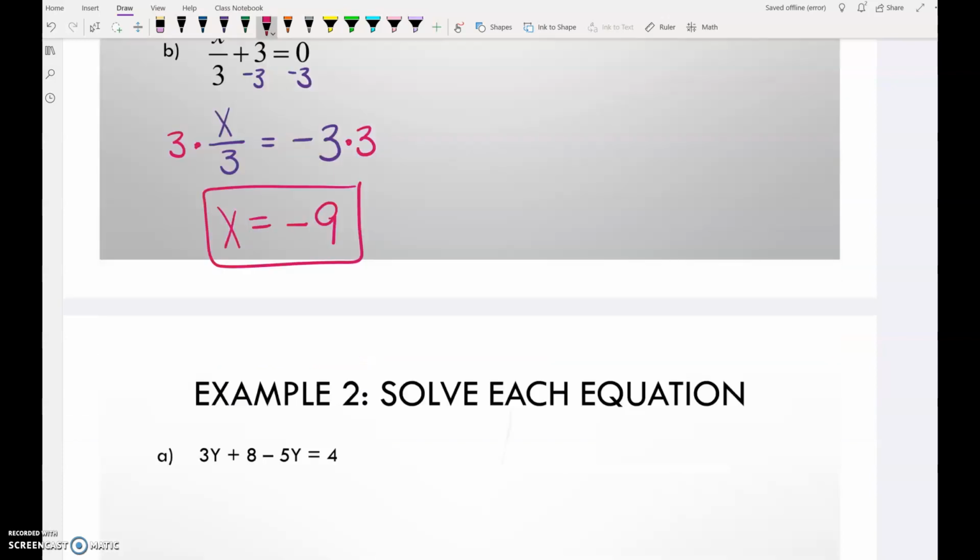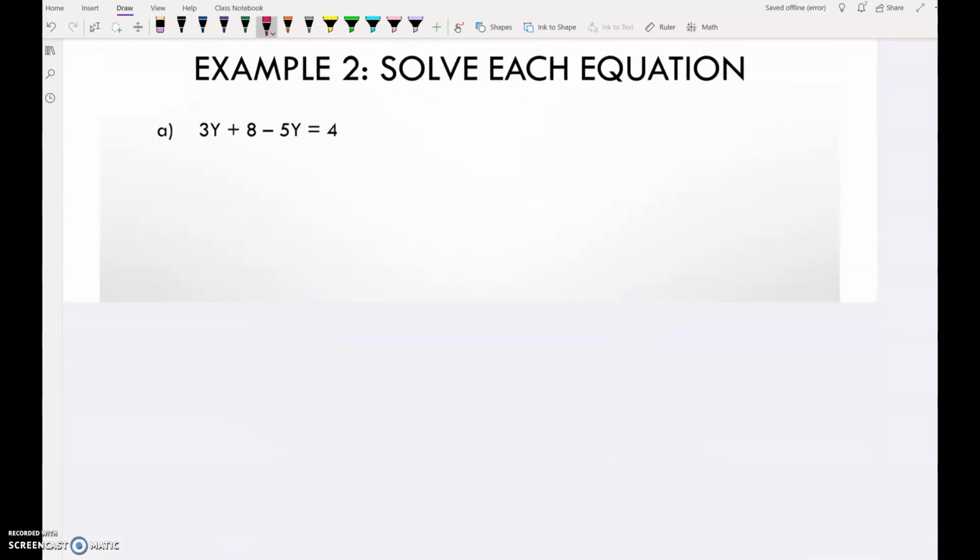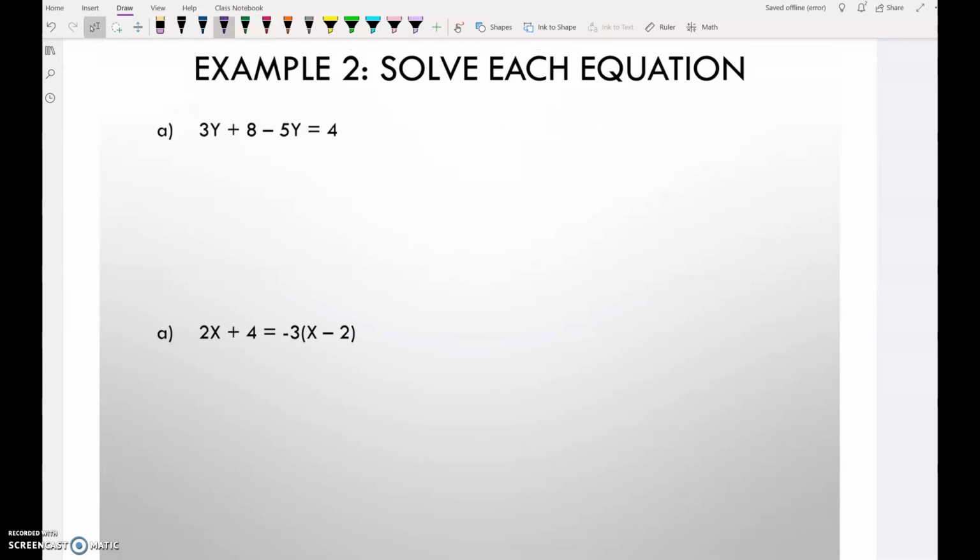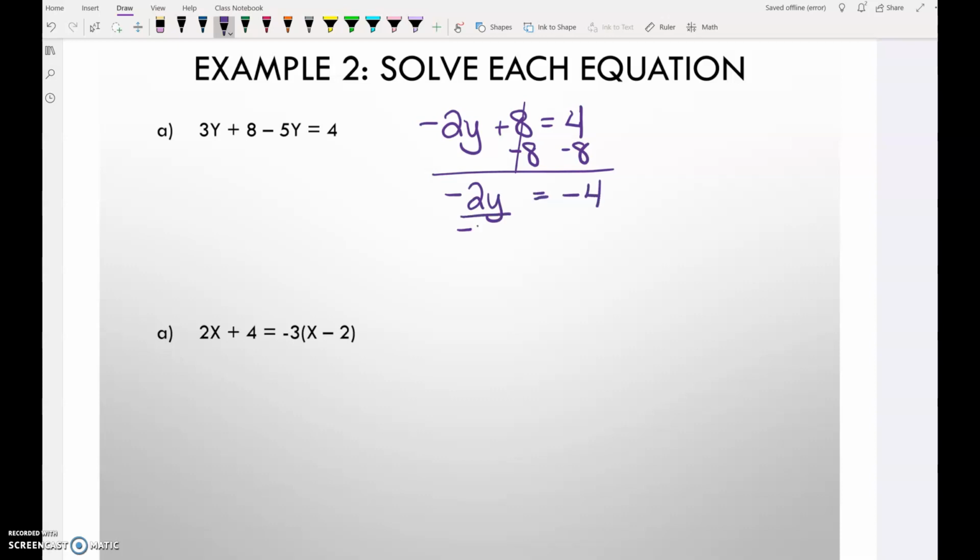Okay, on the next slide, what do you think we should do first? Combine like terms. 3y and -5y is -2y plus 8 equals 4. Subtract 8 on both sides. Divide both sides by -2.